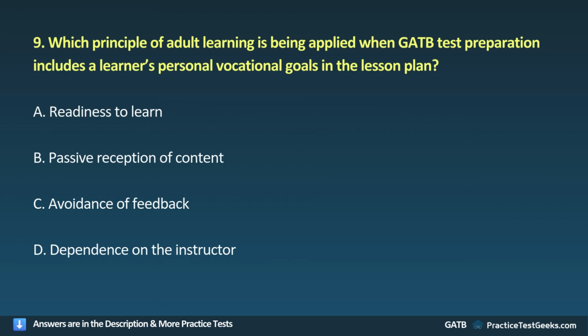9. Which principle of adult learning is being applied when GATB test preparation includes a learner's personal vocational goals in the lesson plan? A. Readiness to learn. B. Passive reception of content. C. Avoidance of feedback. D. Dependence on the instructor.